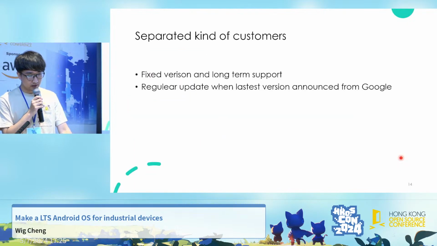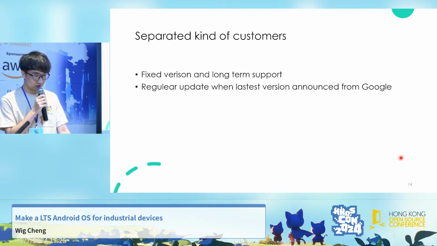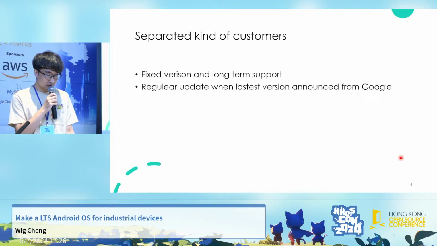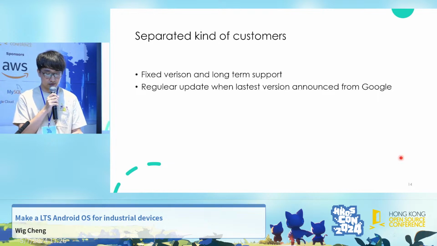Okay, so in my experience, I would like to separate two kinds of customers in industrial projects. The first one, the customer would like to choose a fixed version and have long-term support someday. Another one is choosing regular updates when the latest version is announced from Google. It means we need to update the OS year by year.